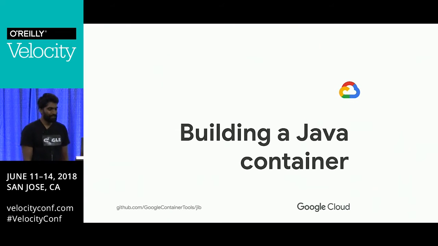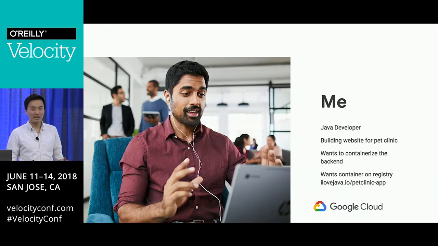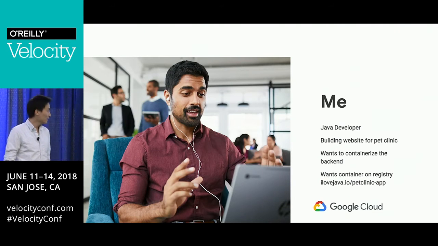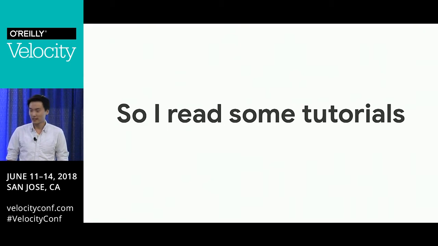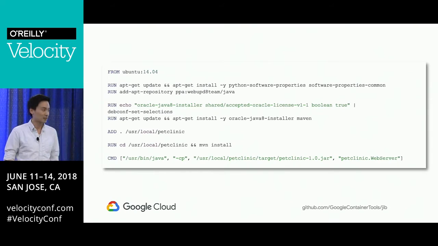So let's go through an example of a Java developer who's new to containers and trying to figure out how to write a Dockerfile to build a container. All right, so let's say I'm a Java developer and I'm building a website for a pet clinic. I want to containerize my Java backend, and I want my container image to be on my registry at ilovejava.io/petclinicapp. So what do I do first? I search "build Java Docker image." And I read the top few tutorials, and I'm able to write this Dockerfile.